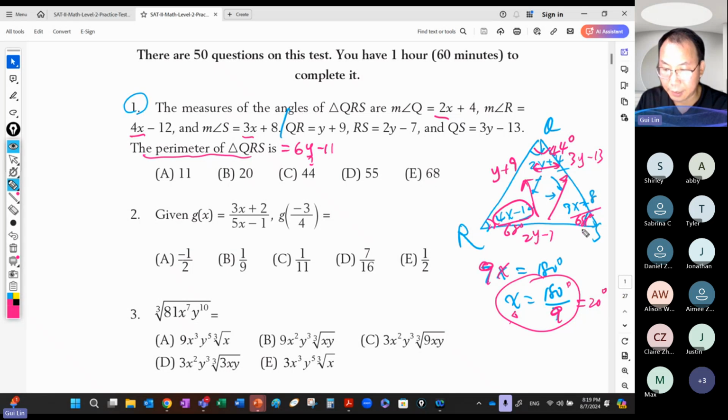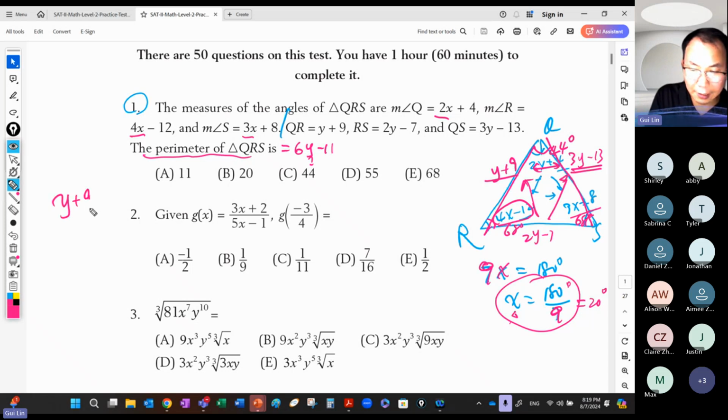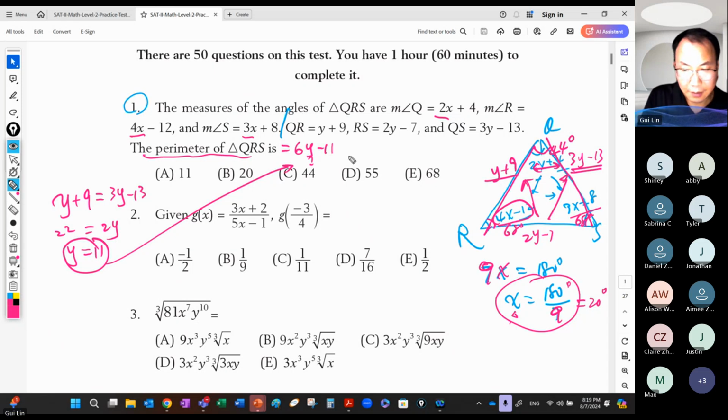So here would be 68, 68. So these two angles are the same, which means the two sides will be the same. So y plus 9 equals 3y minus 13, right? So you get 2y equals 22, y equals 11. If you get 11, put it back here. So it becomes 6 times 11 minus 11. You get 55. The answer will be D.